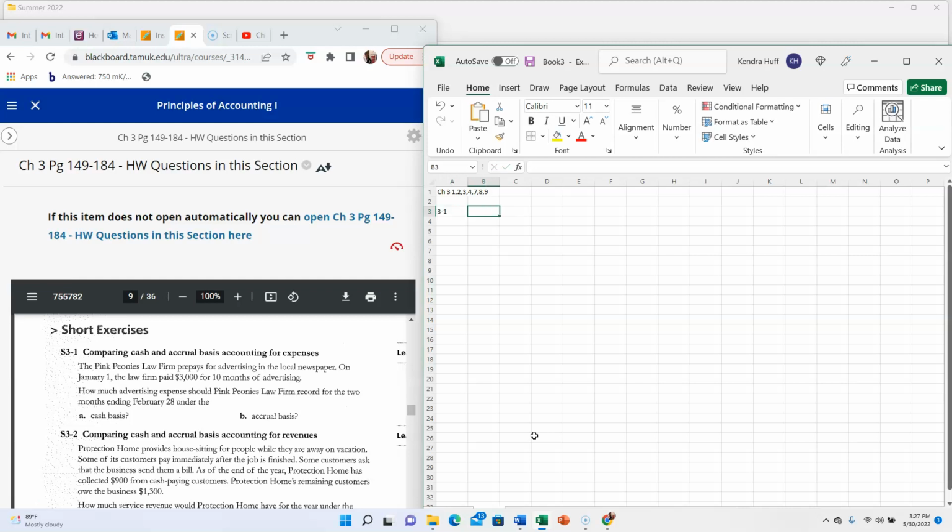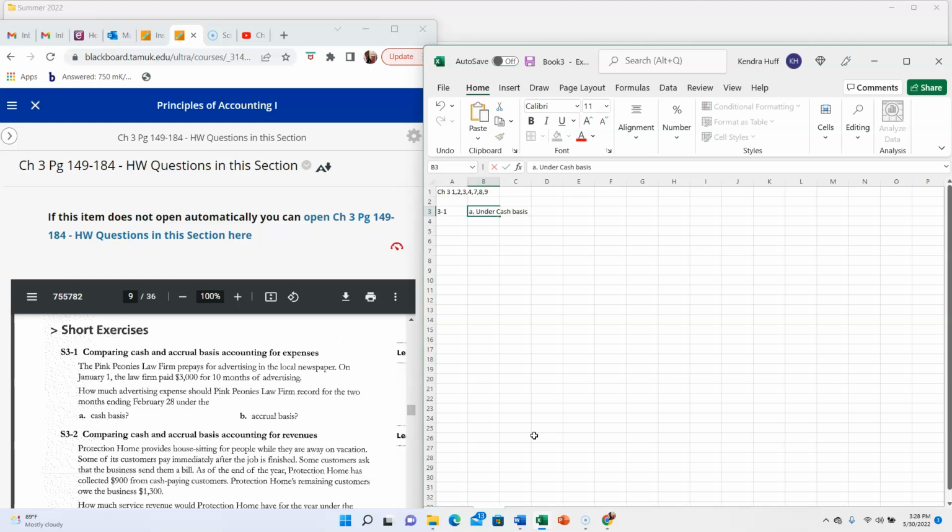All right, number 1. Pink Peony's law firm prepays for advertising in a local newspaper. On January 1st, the law firm paid $3,000 for 10 months of advertising. How much advertising expense should Pink Peony's law firm record for the 2 months ending February 28th under the cash basis?